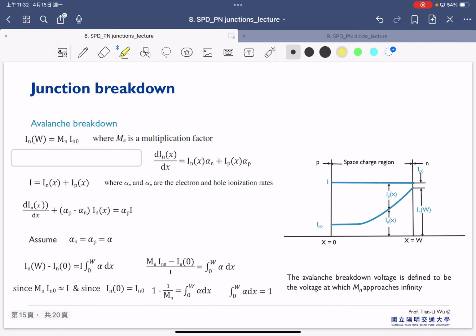And here's some additional analysis for the junction breakdown. Usually we can consider our electron current versus the initial electron current as having a correlation with M, which is a multiplication factor. That means this is a factor to amplify our current. And why will the current be amplified? That's because you have the additional electron and hole pairs here. So therefore the expression can also be rewritten as here.